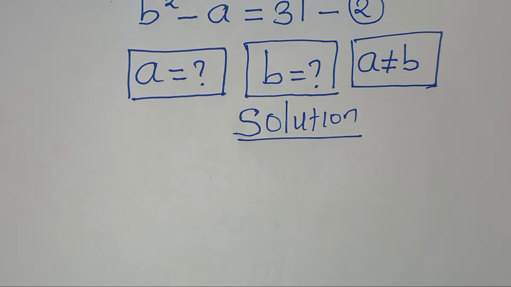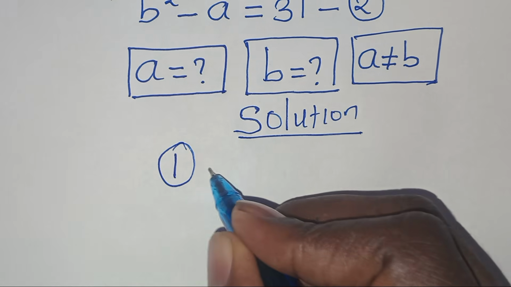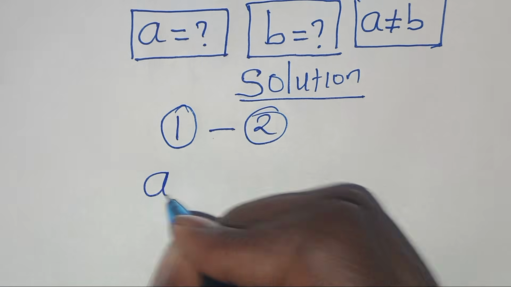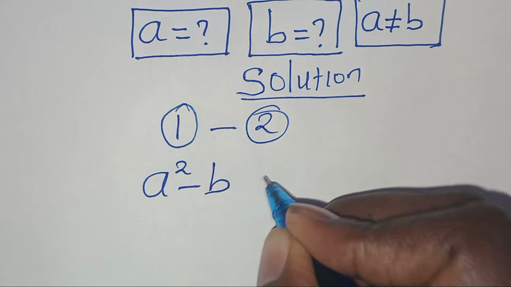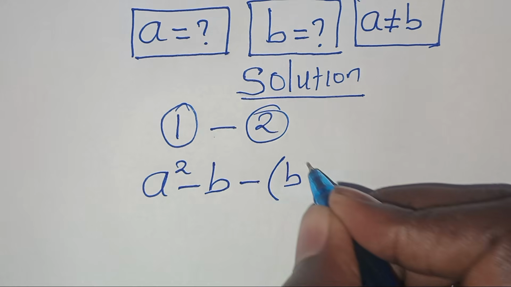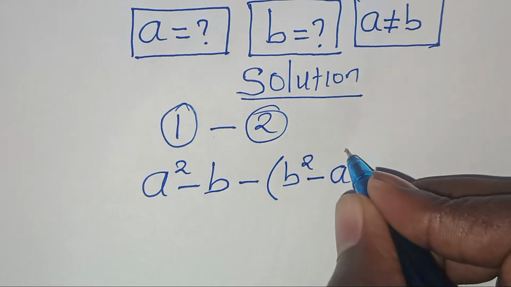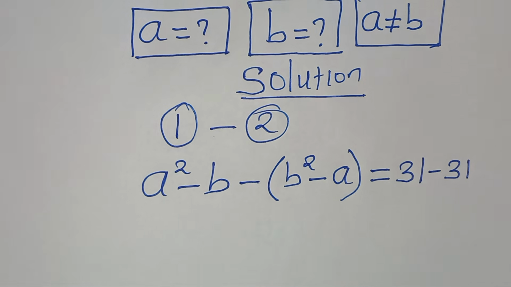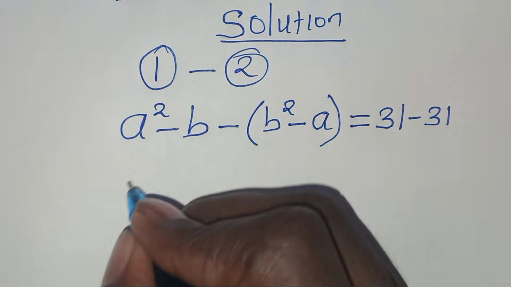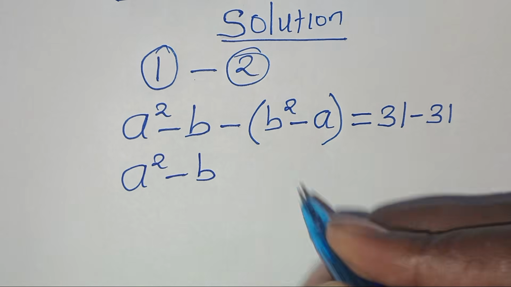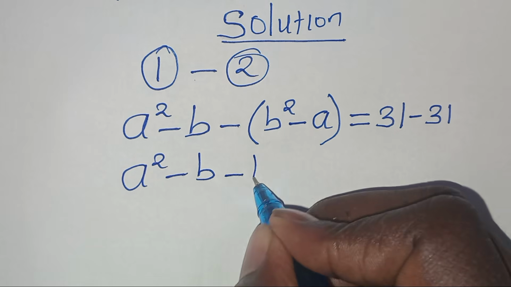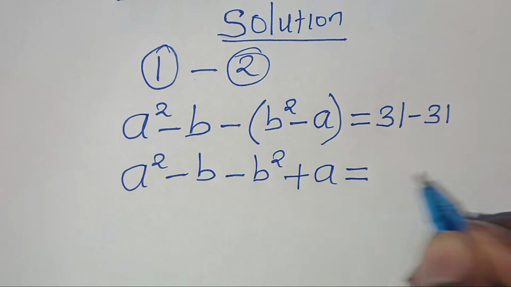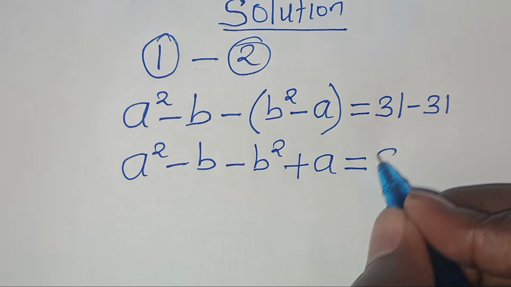So the first step is to subtract equation 2 from equation 1. So this means that equation 1, a squared minus b, subtract equation 2, which is b to the power of 2 minus a, in parentheses, is equal to 31 minus 31. And this means that we have a to the power of 2 minus b. Let's open the parentheses here. So minus b to the power of 2, minus times minus a is plus a, and this is equal to 31 minus 31, which is equal to 0.